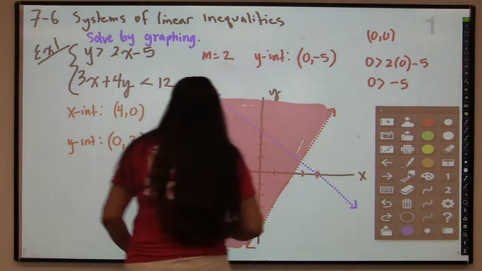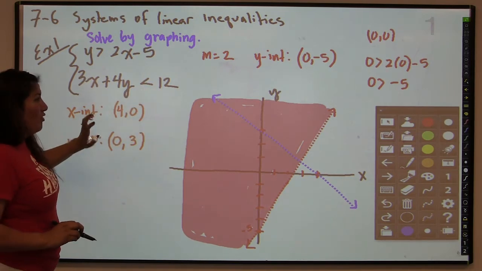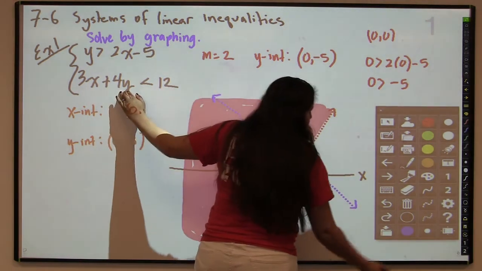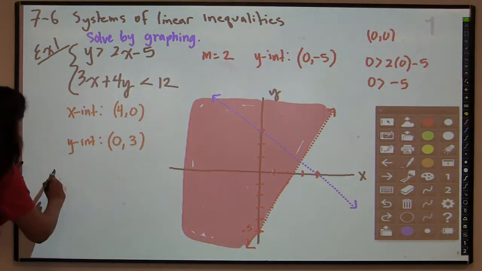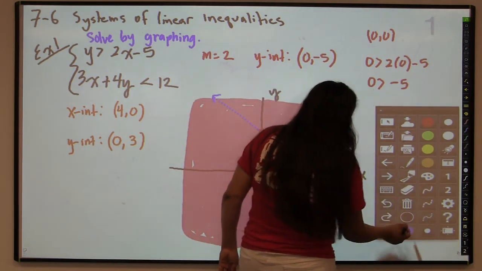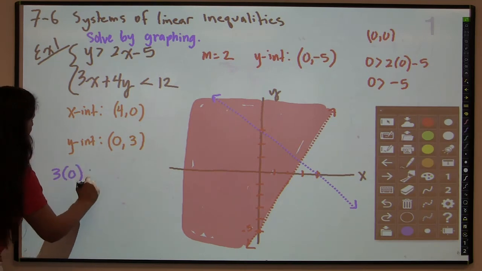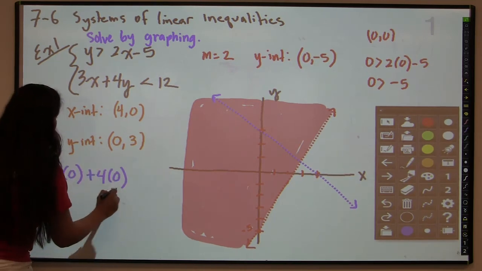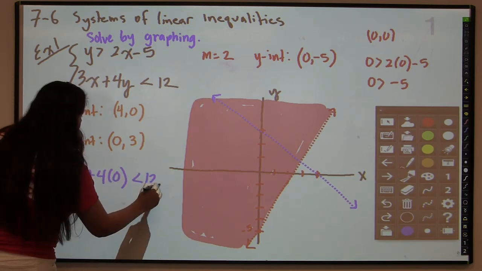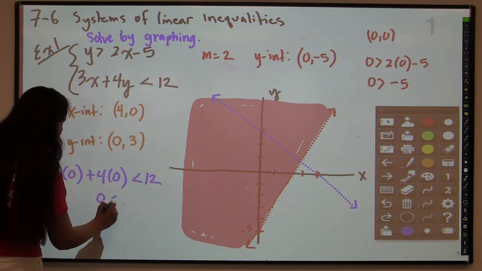And we're going to shade, this one says below, but again, we can always plug in 0, 0 if we're unsure. If I plug 0 and 0 in for x and y, then I'm going to get, sorry, this highlighter business is really weird. So 3 times 0 plus 4 times 0. Again, I am testing the origin to determine where I should shade. So 3 times 0 is 0, 4 times 0 is 0, so I get 0 is less than 12.